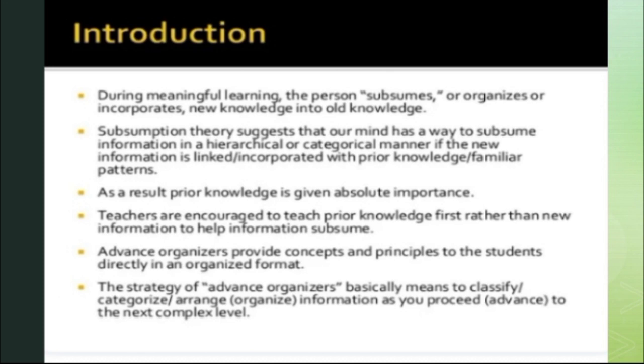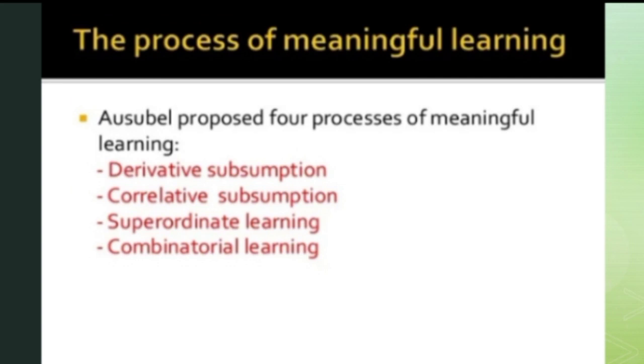Advanced organizers also provide concepts and principles to the students directly in an organized format. The strategy of advanced organizers basically means to classify or categorize or arrange information as you proceed or advance to the next complex level. So we have four processes of meaningful learning, namely the derivative subsumption, correlative subsumption, superordinate learning, and the combinatorial learning.